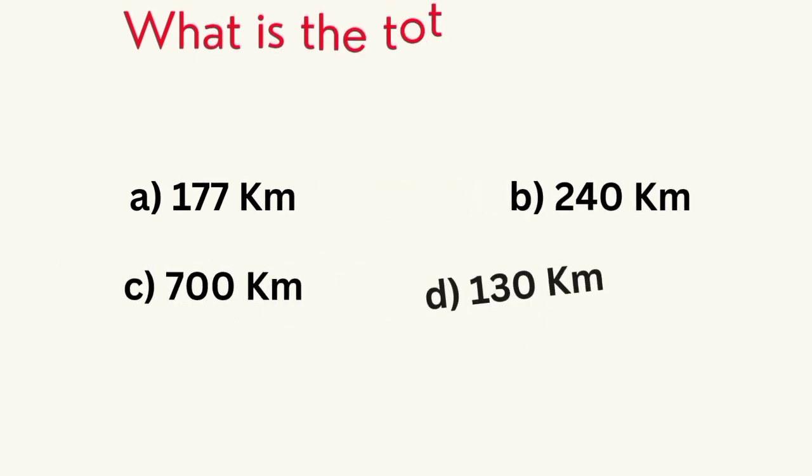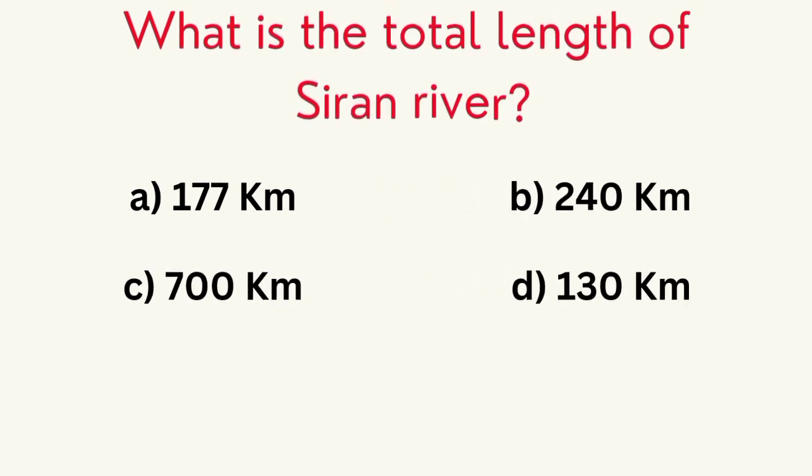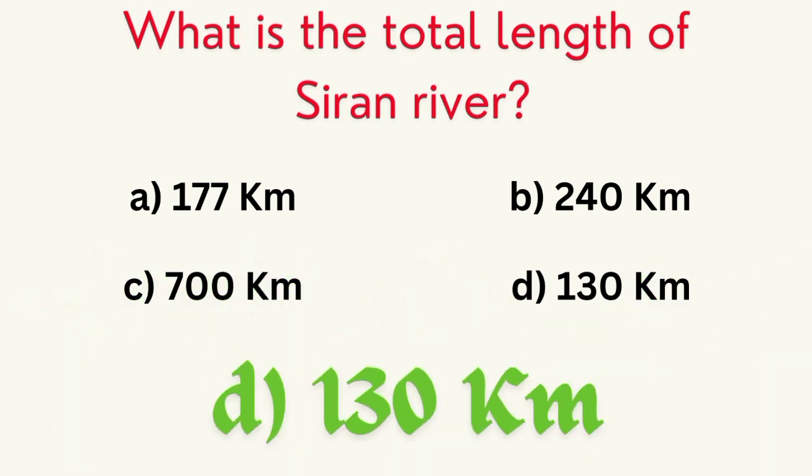What is the total length of Siran River? A. 177 kilometers. B. 240 kilometers. C. 700 kilometers. D. 130 kilometers. Answer, D. 130 kilometers in Khyber Pakhtunkhwa.